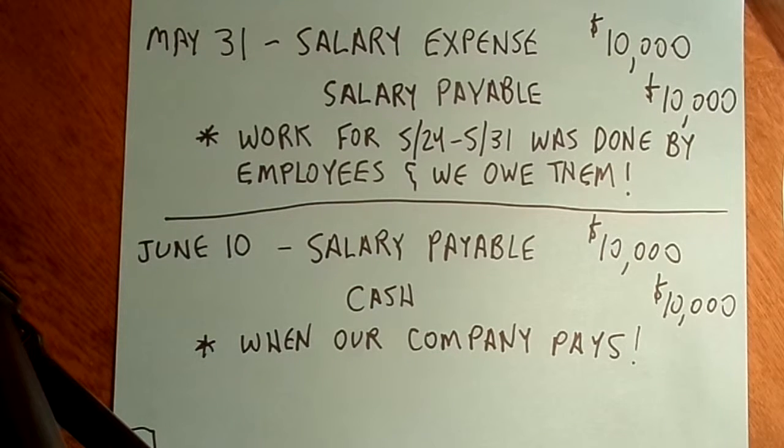So when we finally pay them for the work they did last month, we will show a credit to cash, but on May 31st, it's very important that we show that we owe money for these salaries, and also that there was expense related to this month. So we debit salary expense $10,000, credit salary payable $10,000. Debit an expense, credit a liability. Then on June 10th, when we actually pay the bill, we debit salary payable and credit cash.